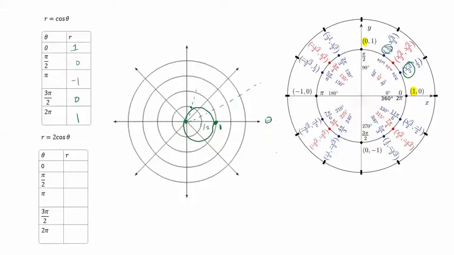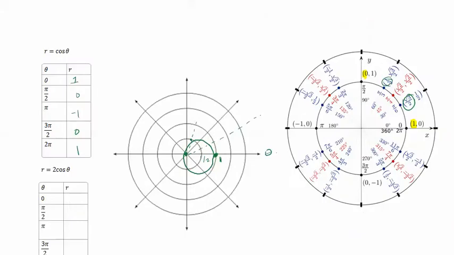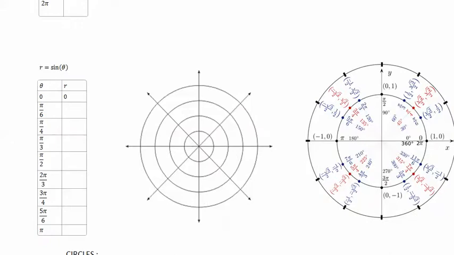What if we looked at 2 cosine theta? Well, the difference between having a 2 cosine theta versus 1 times cosine theta is that we're going to go all the way out to 2. So instead of having 1 half, we were going to have 1 here. And down here, we would have the same thing. And so now our 2 cosine theta actually is a bigger circle, a circle that has a diameter of 2 now. Sorry, that circle wasn't quite the nicest circle.